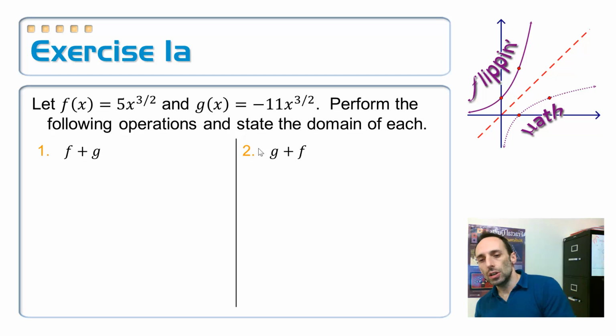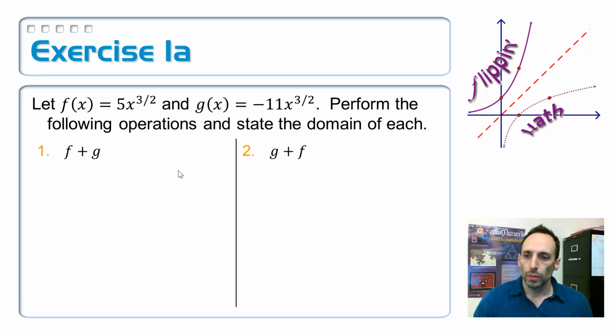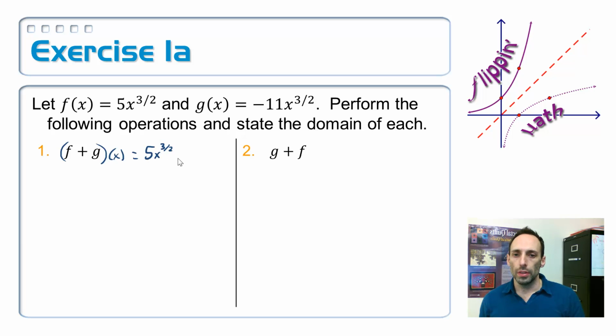Let f of x equal, and then I have a couple of power functions, 5 times x to the 3/2, and g of x is negative 11 times x to the 3/2. And then do these operations and state what the domain is going to be. So f plus g of x is going to be equal to, just collect our like terms. I got 5x to the 3/2, and then plus a negative 11x to the 3/2. Since these variables they're essentially like terms, I can just add those up, which is 6x to the 3/2.